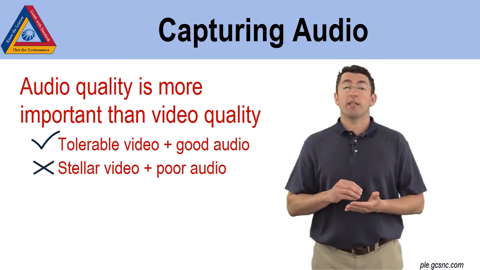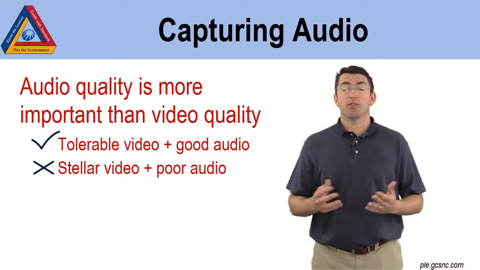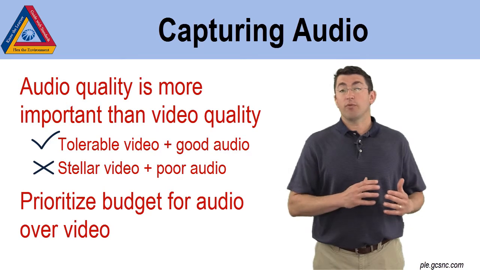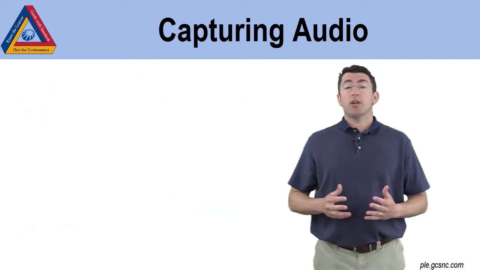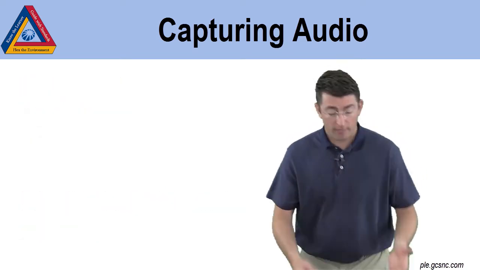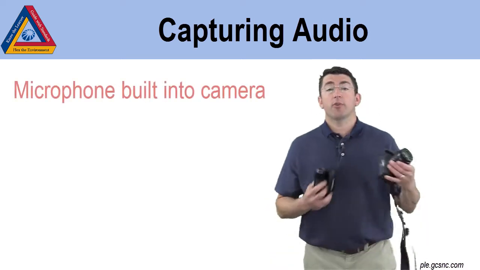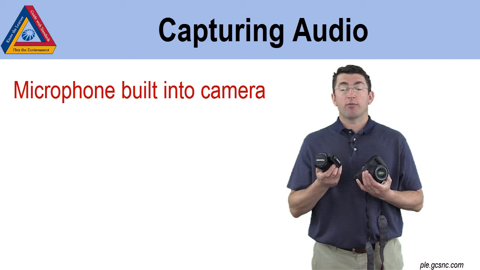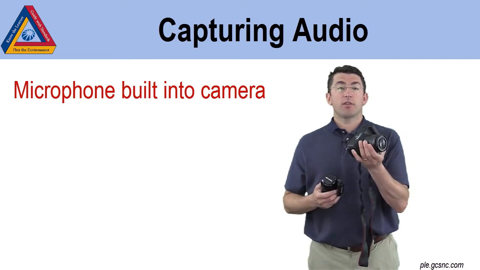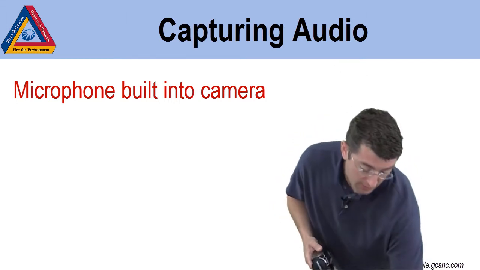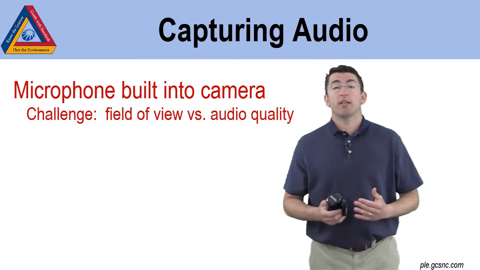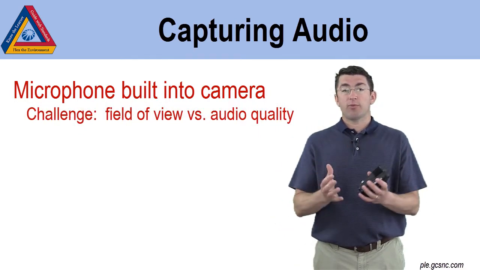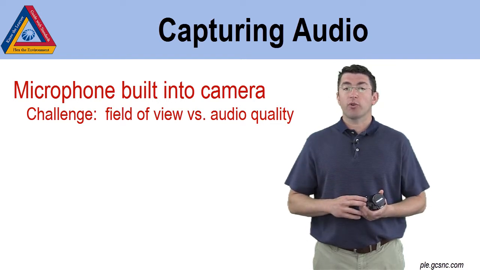So when you are making choices, especially if you're making a purchase, you want to prioritize your audio capture over your video capture. So let's talk about options for capturing audio. The easiest approach is to use the microphone built into your camera. Every digital video camera will have a microphone built in, and most still image cameras will as well. This approach comes with a challenge, however, and that challenge is a trade-off between how much space you can capture in your field of view and what the quality of your audio is.